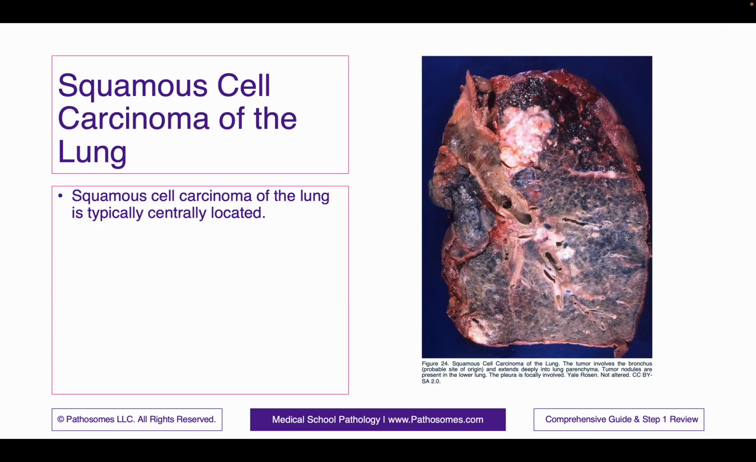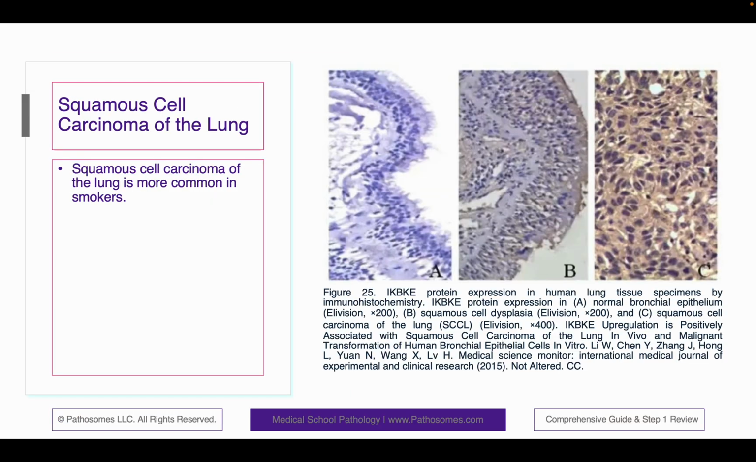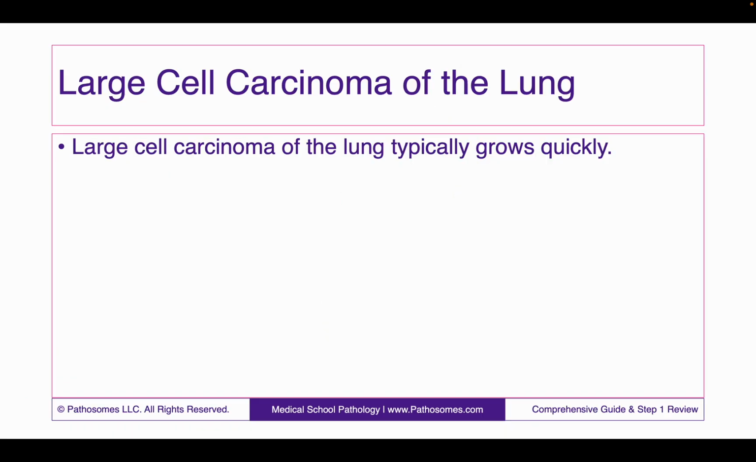Now let's talk about something that smokers are more prone to get: squamous cell carcinoma of the lung. Now, squamous cell carcinoma of the lung is typically centrally located. Squamous cell carcinoma of the lung is more common in smokers. Okay, that was easy. Now let's talk about large cell carcinoma of the lung.